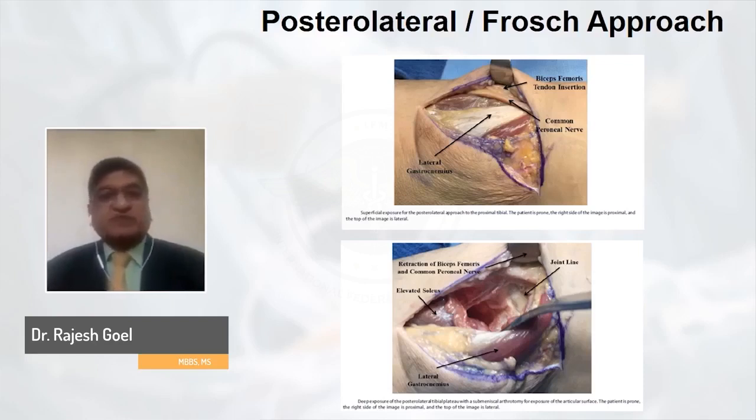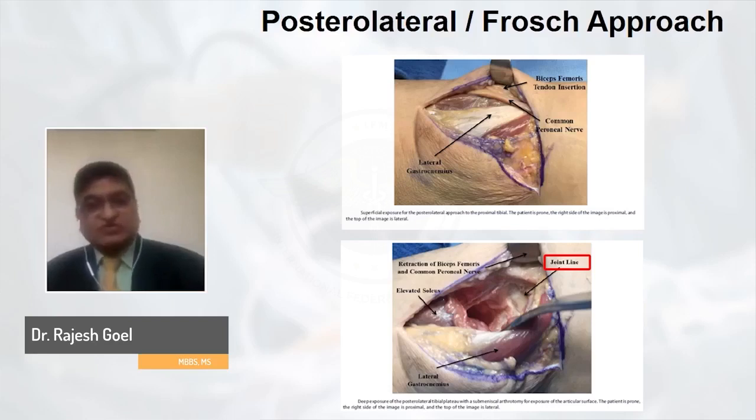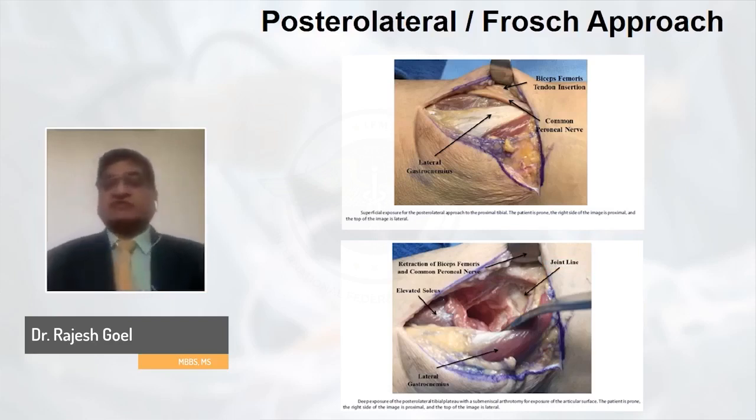This is the popliteal region, and this is the biceps femoris tendon going laterally. This is the common peroneal nerve along with the biceps femoris tendon. This is the lateral gastrosoleus, and here will come the medial gastrosoleus. After exposing through the lateral gastrosoleus, the joint line is visible very well, and you can see the posterior part of the tibia. Through this approach, you can fix the posterolateral implants and fix the fragments there.